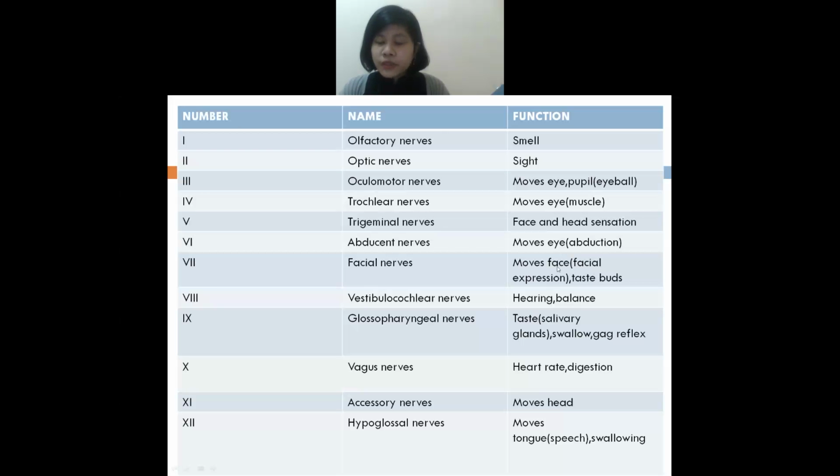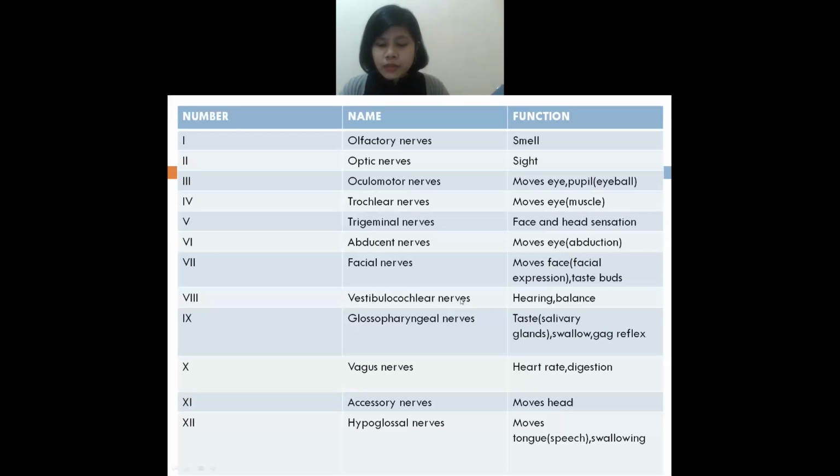Number seventh is facial nerves. The facial nerves help you in what? Movement of your face. Say, for example, your facial expression. They help you in making facial expressions and also in taste buds. I mean, it is in your tongue as well, so that you'll be able to know the taste of different things. So the facial nerves are in the face as well as in your tongue.